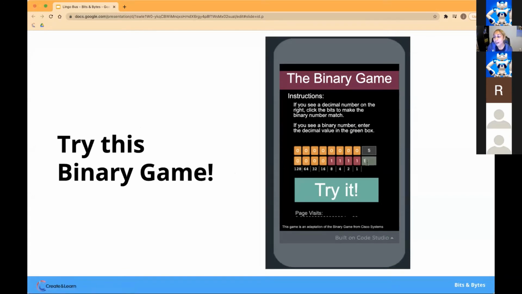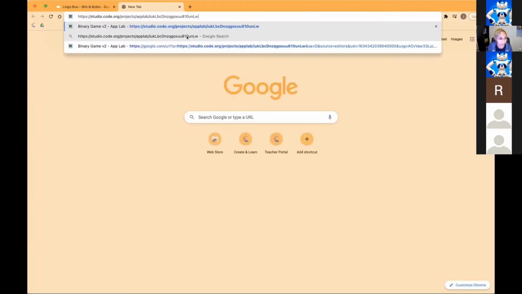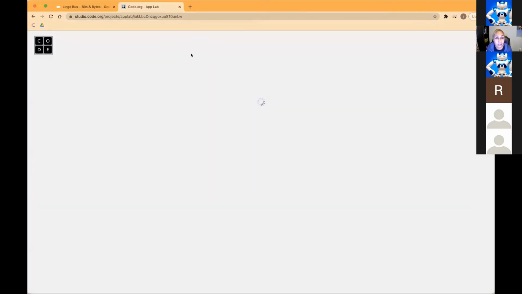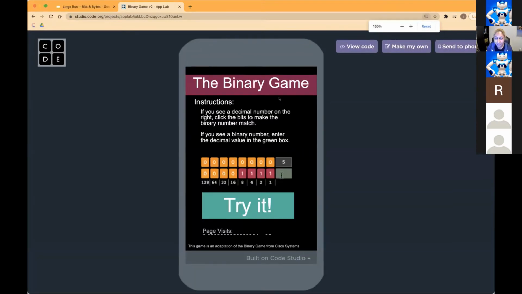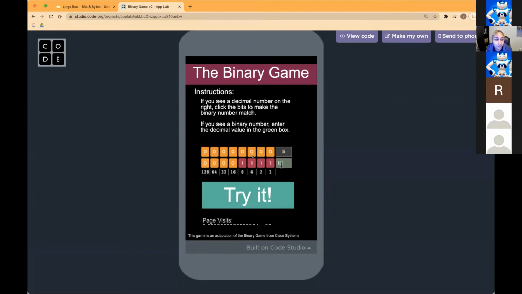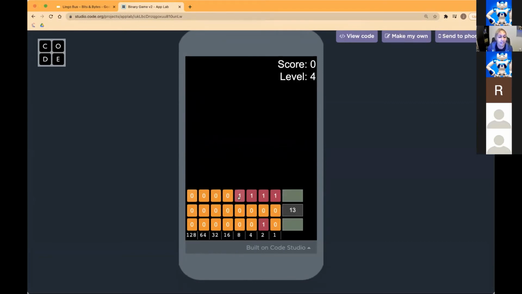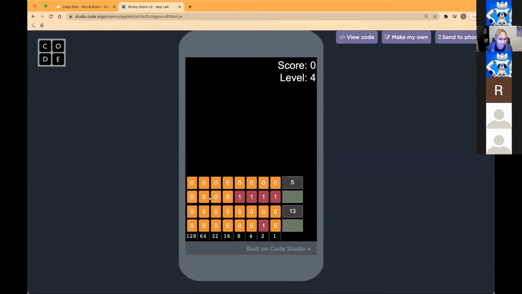So this game I'm putting in the chat lets you actually try out how to count in binary. When you pull up that link, it's going to take you here. You can click to try it. What you see is there are two ways to play this game, and it's going to keep piling up on me if I don't do it fast enough.